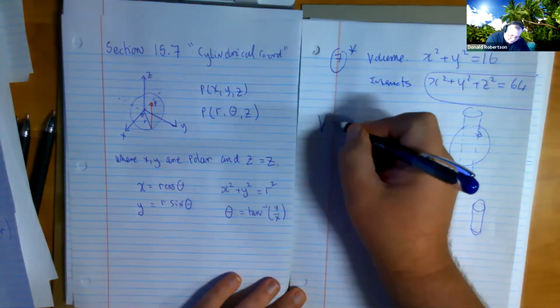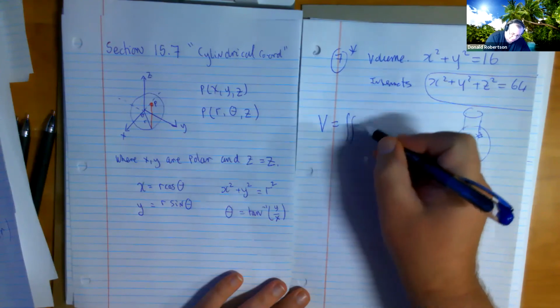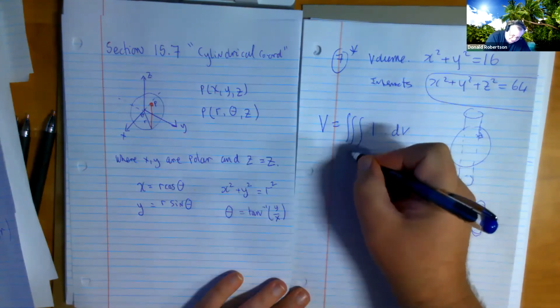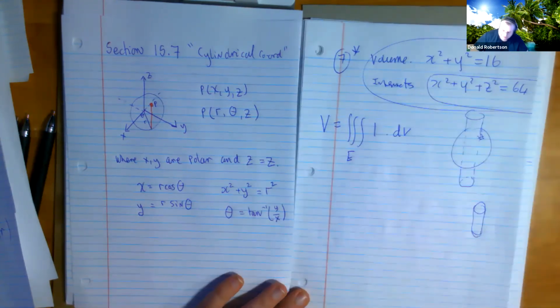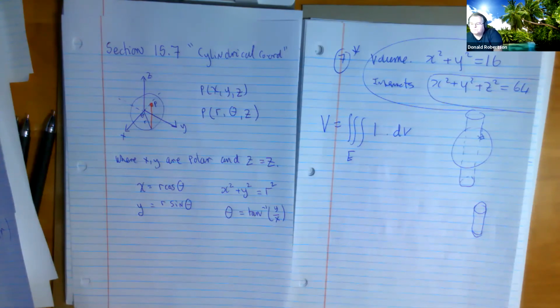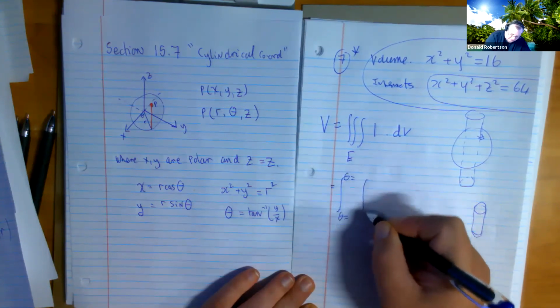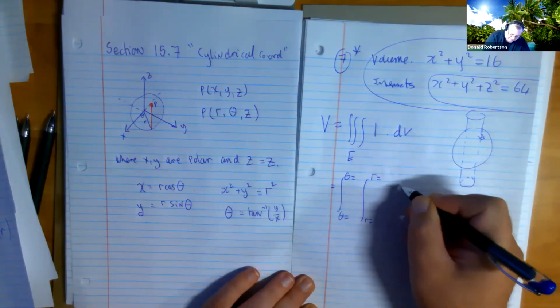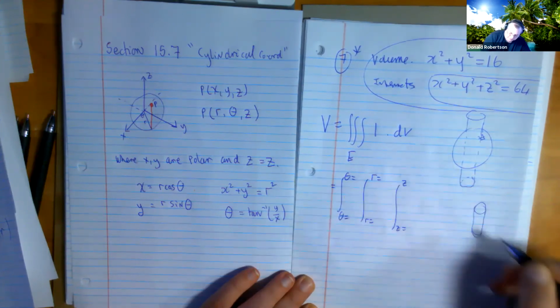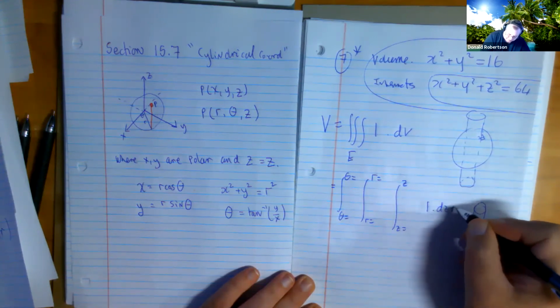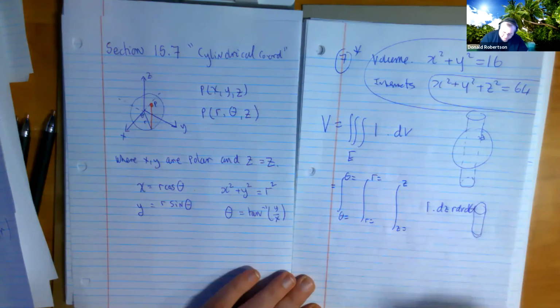Now, how do you get the volume of shapes? Well, don't you do a triple integral of 1? And the E is going to be generated by this guy. So far, so good. Now we know that we're going to do a theta, an r, and a z of 1, dz dr d theta.